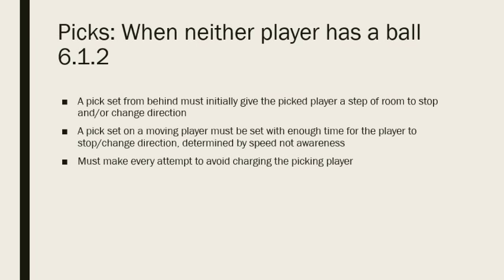If you're setting a pick on a moving player, you need to have enough time for them to stop or change direction, and that's determined by speed, not awareness. So ideally, when you pick someone, you don't want them to know you're there, but you need to give them a chance, if they did look around, to be able to get out of the way. That's how we get around the safety thing here. And again, you need to avoid charging the picking player with everything you possibly can if neither of you has a ball. So always be aware of your body and where you are, and go from there.